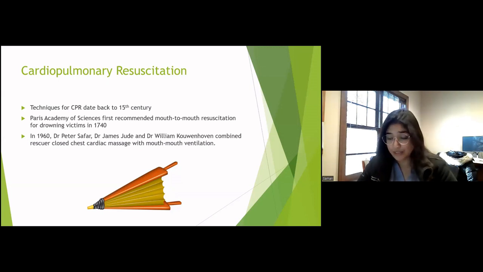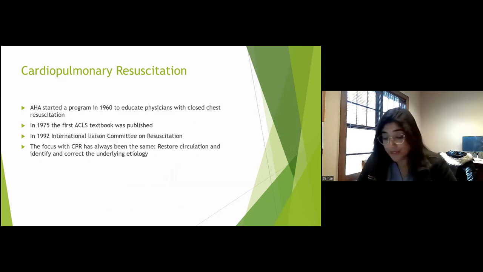In the mid-20th century, we had Dr. James Elam, who found expired air to be sufficient to maintain adequate oxygenation. And then Dr. William Kouwenhoven described external defibrillation in 1957. So putting all of this together, in 1960, Doctors Kouwenhoven, James, and Safar were the ones who combined rescuer closed chest cardiac massage with mouth-to-mouth ventilation into what resembles current CPR. And the same year, in 1960, the American Heart Association started educating physicians in the technique of closed chest resuscitation.